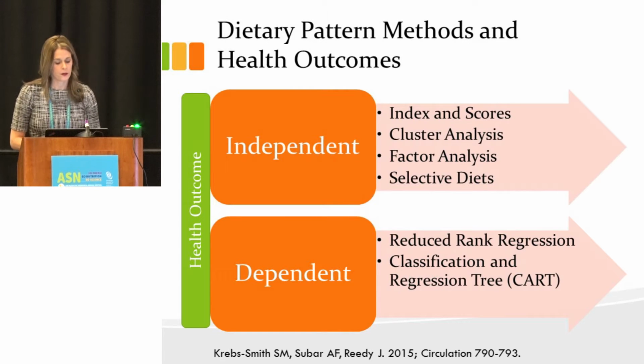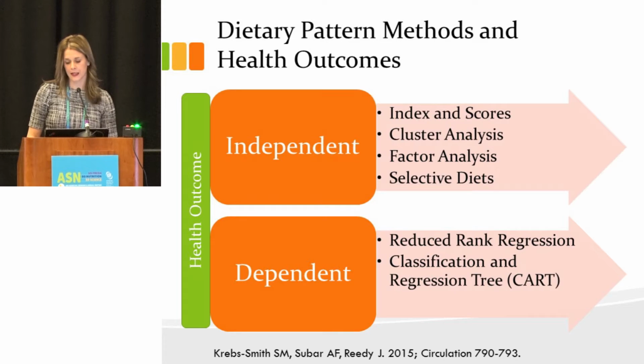So Sue Krebs-Smith wrote this lovely article in Circulation last year that helps describe all of the different types of methods. Basically, they can be broken down to whether or not they are independent or dependent of a health outcome. And by that I mean the independent methods are essentially a 2-step process. We derive patterns in step 1, and then we relate them to health outcomes in step 2, whereas the dependent methods use the outcome of interest in deriving the patterns. So we'll unpack these in the next couple of slides.